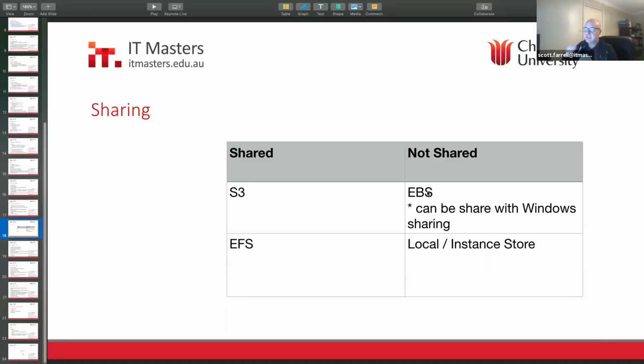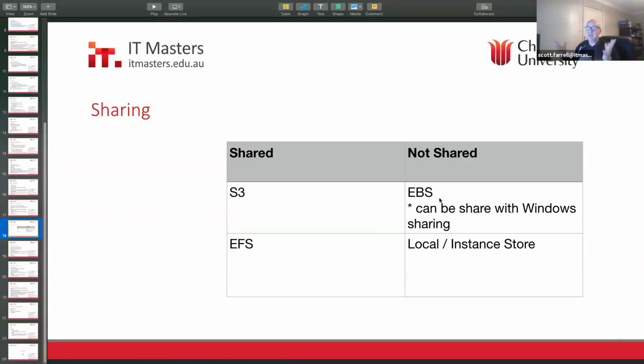Only one instance can access EBS at a time, but you can shove Windows sharing on top of EBS and share it out yourself if you really want to. But I would shy away from that design, because what you're trying to do there is probably save some money. And if that instance goes down, or you have a problem with that instance somewhere, any instance connected to that will go down. And you're probably engineering yourself away from using one of these two where you should have been using them in the first place.